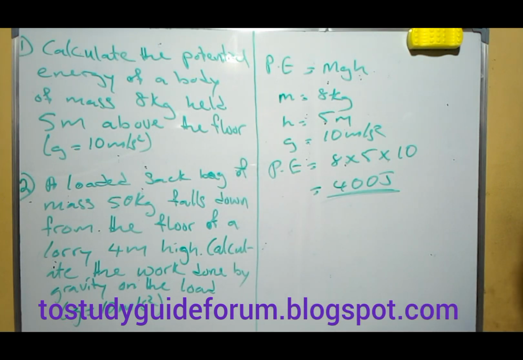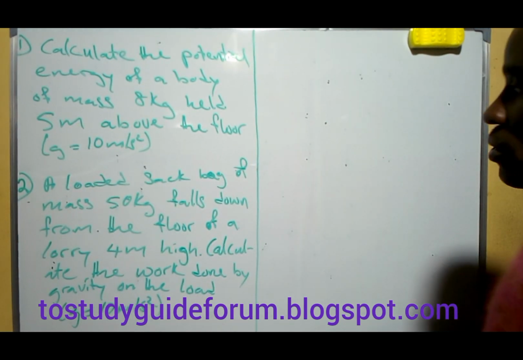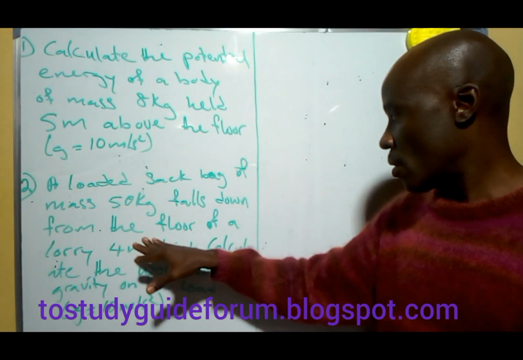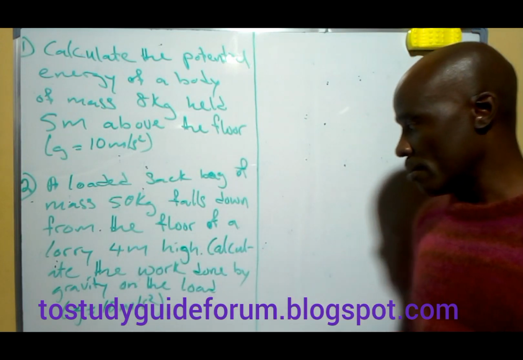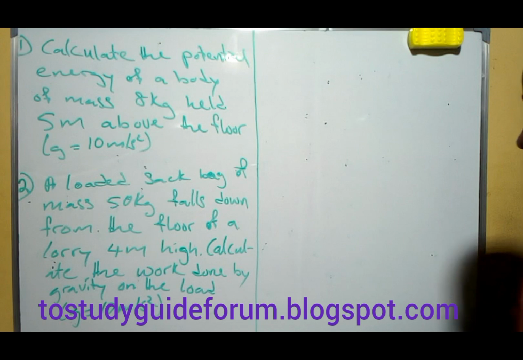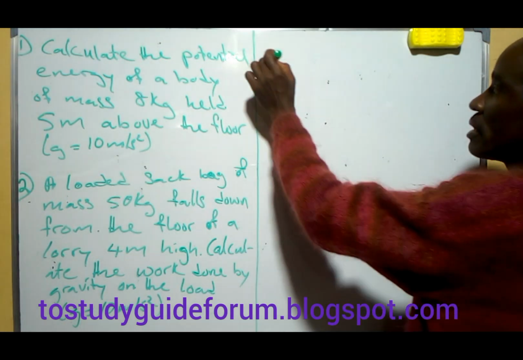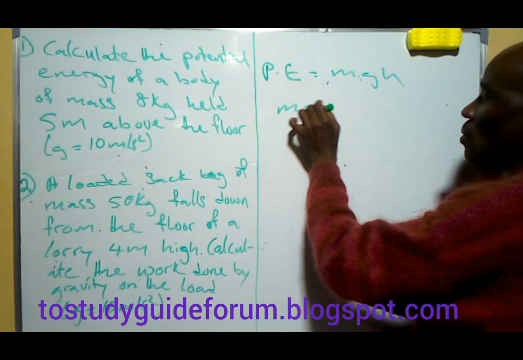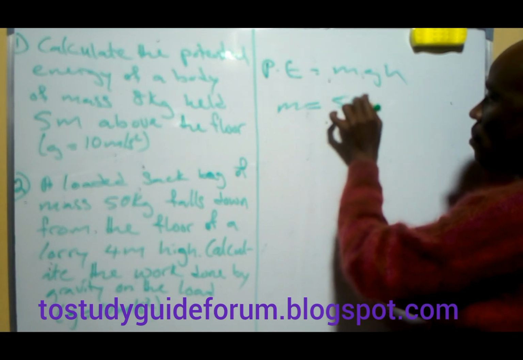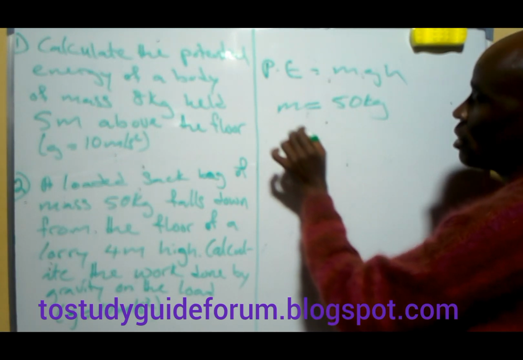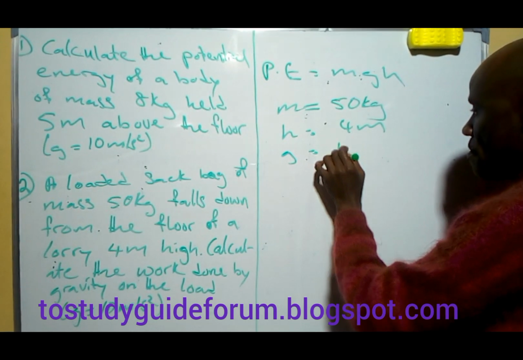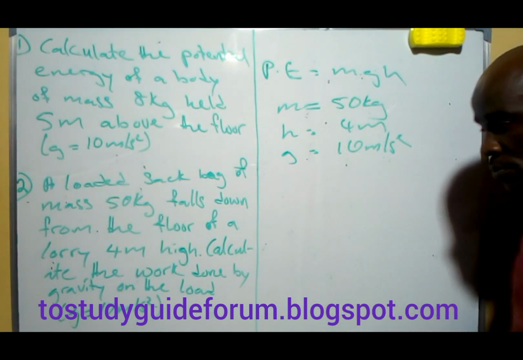The next one we're going to look at is the second question. It says a loaded sack bag of mass 50 kg falls down from the floor of a lorry 1 meter high. Calculate the work done. With the same formula, mass, g, height, we have our mass equal to 50 kg, height is equal to 4 meters, and g is the same, 10 meter per second squared.